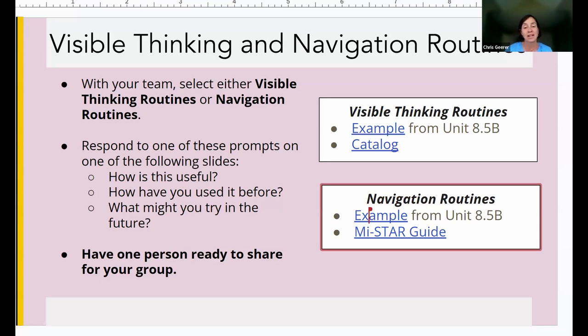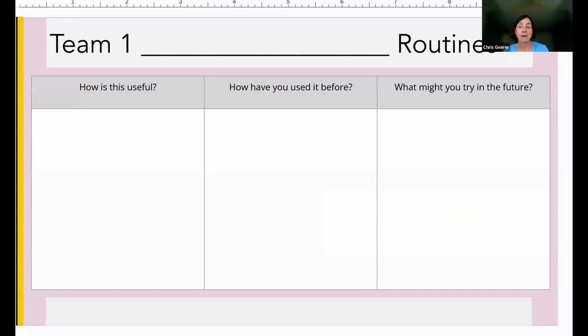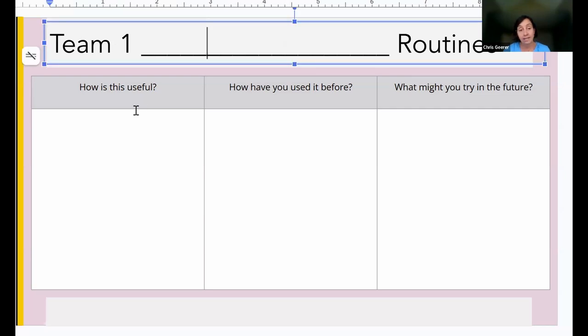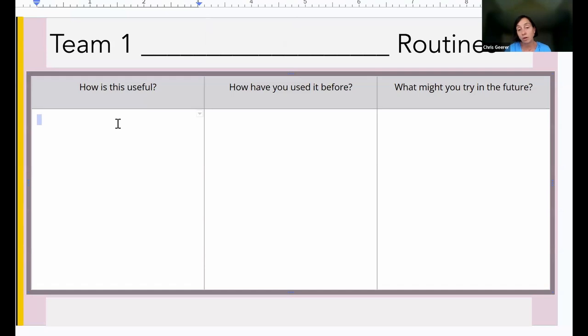And here are some examples. So I'm going to ask you, in your group, to decide to focus either on the navigation routines or the visible thinking routines. Then take a look at them, have some conversation, and on your slide, slide 18, 19, or 20, put in the title which one you looked at. Then what did you think was useful about it, or maybe you've used it before and how have you done that? You can give some hints, tips and tricks to everybody else here, or if you got really motivated and think, oh, I'm going to try this, jot that down.